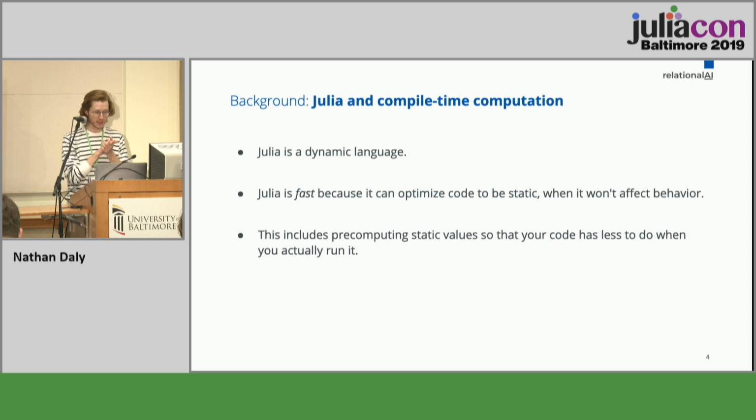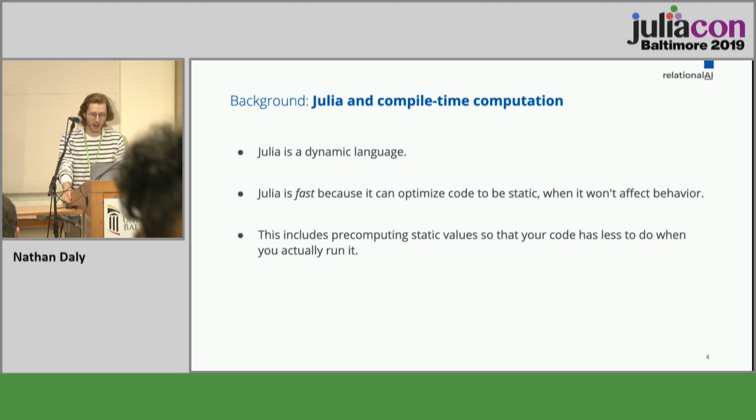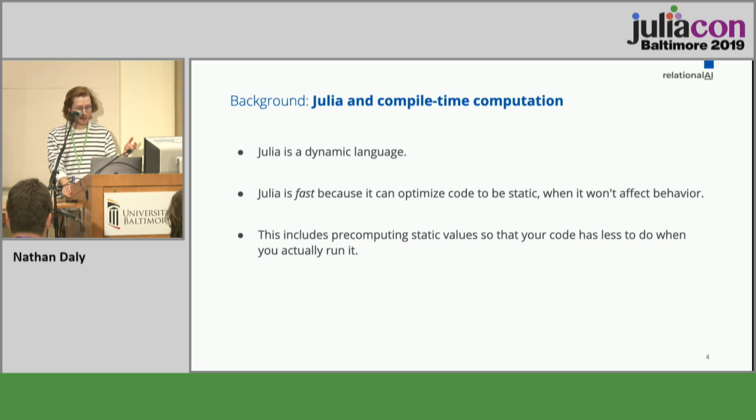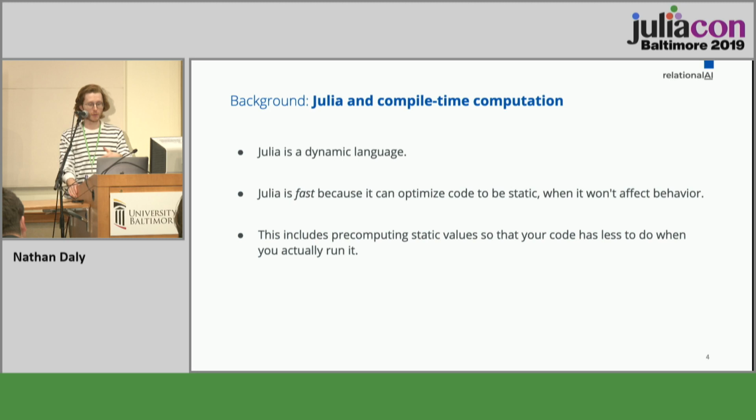Julia is a dynamic language. And to distinguish that, the opposite would be a static system. When I say dynamic code, I mean that it's able to handle unknown or unexpected types, where static code knows all the types in advance, so it might be able to be faster, but it's inflexible. But Julia gets to be fast as well because it can optimize code to become static if it can show that that won't affect the dynamic behavior. So in contexts where we can, we give you fast static code. And one of the parts of that optimization is pre-computing values, so your runtime is faster.